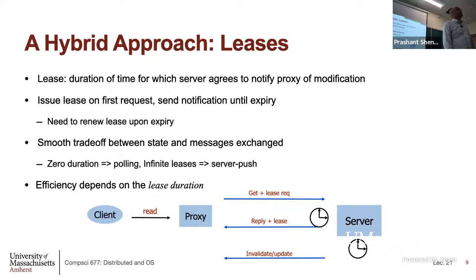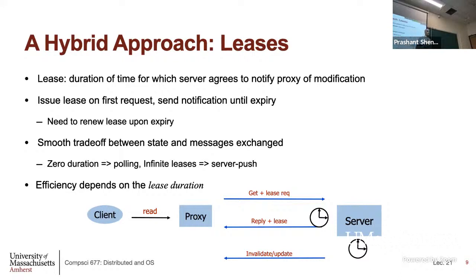Now, the question is how long should the lease be? That will actually give us various properties. If you think about it, if you send a lease of 0 duration, this is actually a pull-based approach, because the lease comes in and immediately expires. Now, either the proxy has to renew it or poll saying that it wants a new copy of the page, because as soon as the lease expires, the page may no longer be valid from the proxy's perspective. So this degenerates to a pull-based approach if you put a 0 duration or a very small duration.